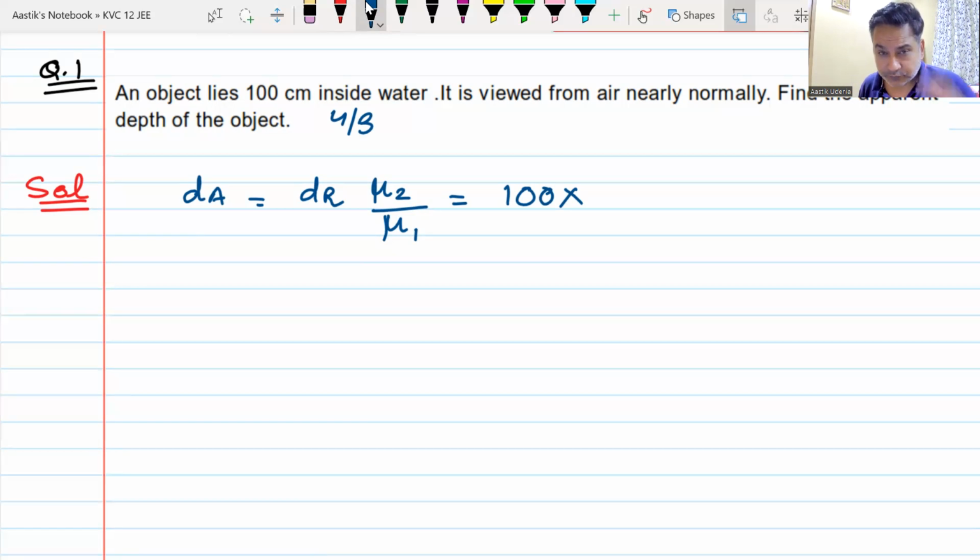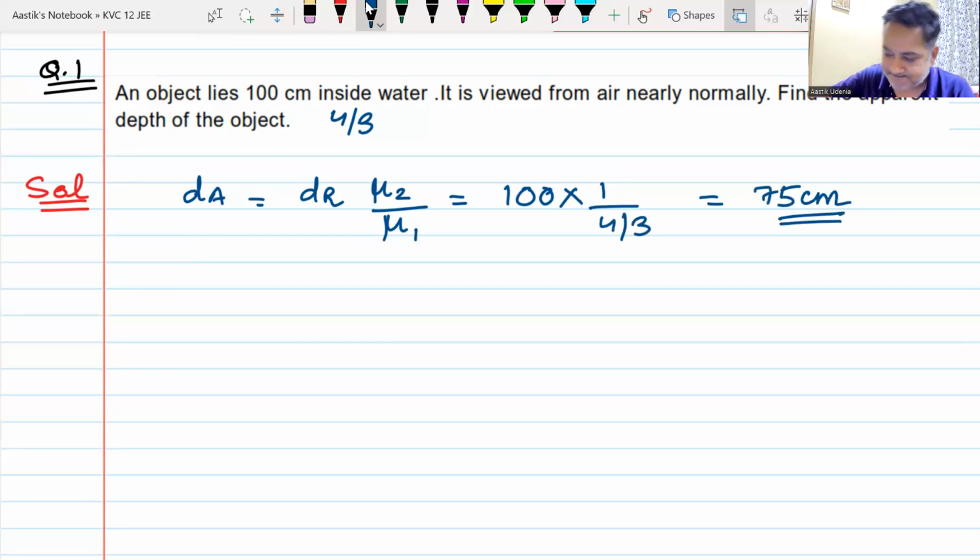So mu2 is air. Its refractive index is 1. Mu1 is water. Its refractive index is 4 divided by 3. So here I have my answer. 3 will go in the numerator. 100 divided by 4 is 25. My answer would be 75 centimeters. Do we understand this? Yes, sir.